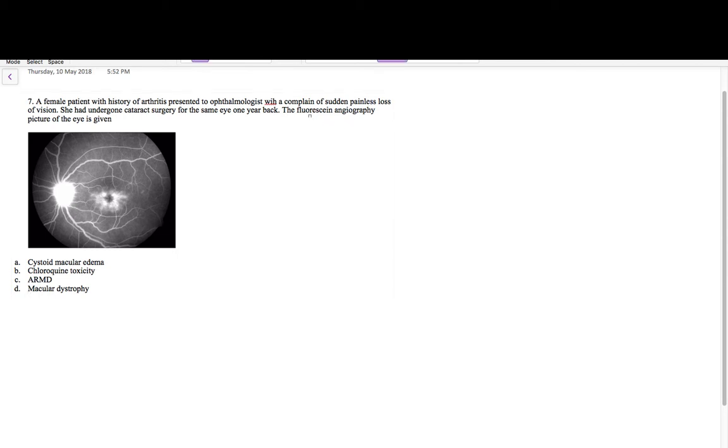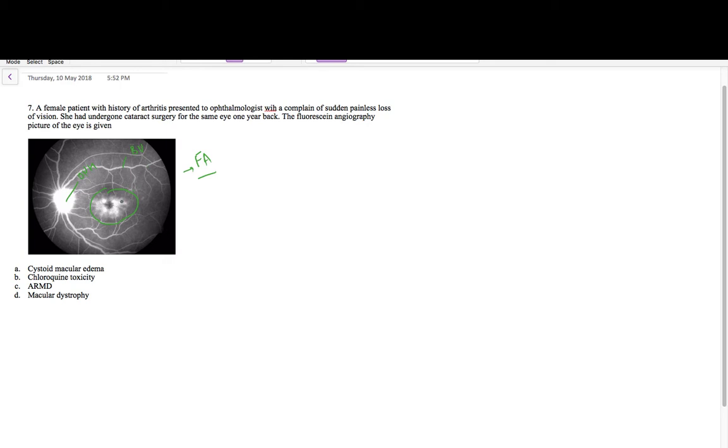Now, how to crack these type of questions? So first of all, what is this picture? You have to see this picture. How to identify? First of all, you should know what this investigation is. This is a fluorescein angiography picture. Why is it a fluorescein angiography? You are seeing a black background. Here you are seeing the optic nerve head and these are the blood vessels. And this is the macula.